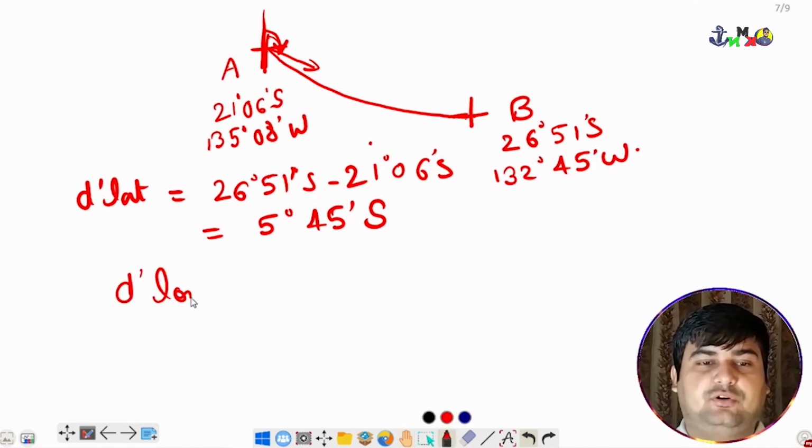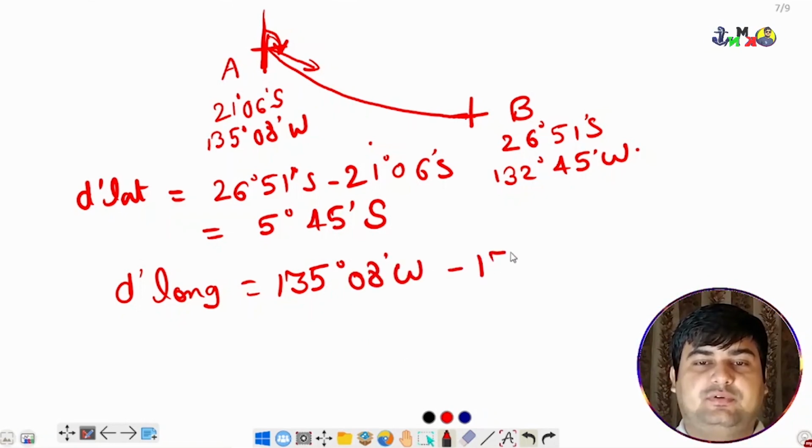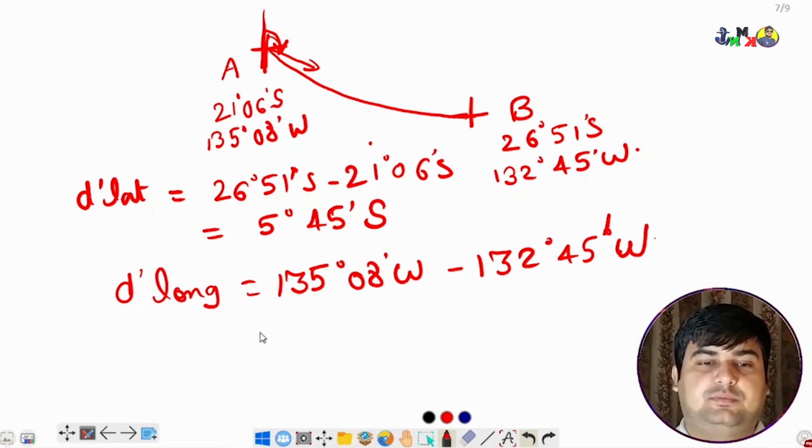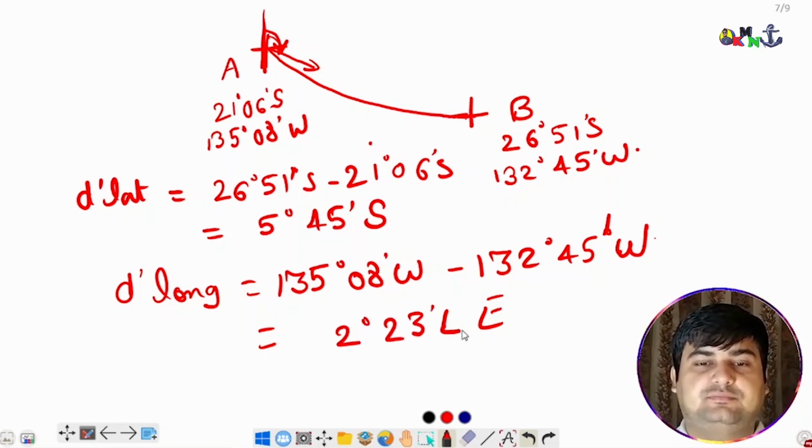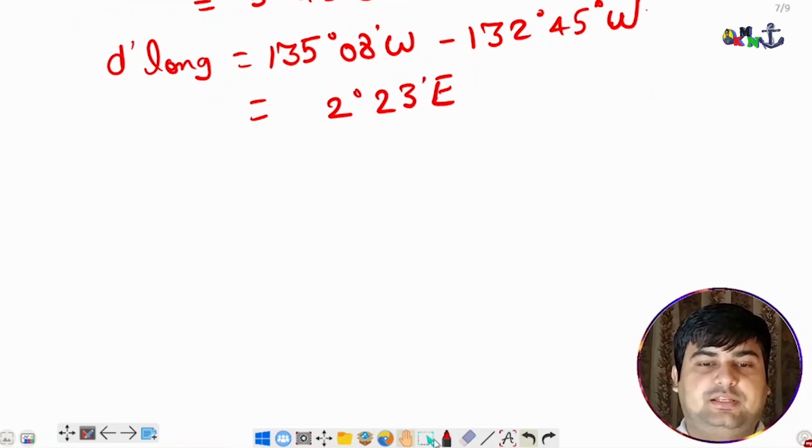Then we will calculate d long. D long is equal to 135 degrees 08 minutes west minus 132 degrees 45 minutes west, but we are moving in direction east, so it will be east. How much? It will be 2 degrees 23 minutes east. Now dlat and dlong are identified.